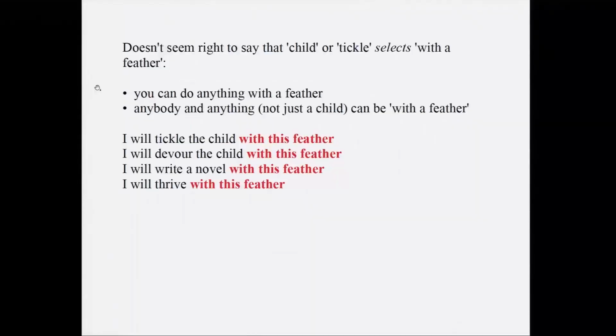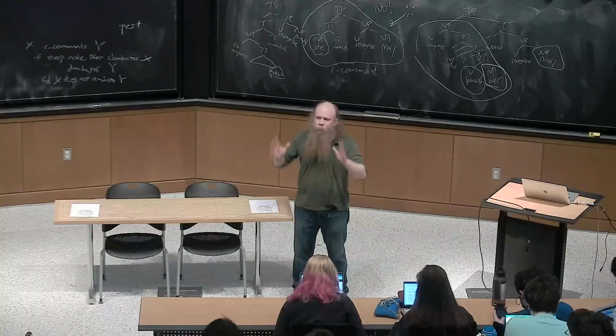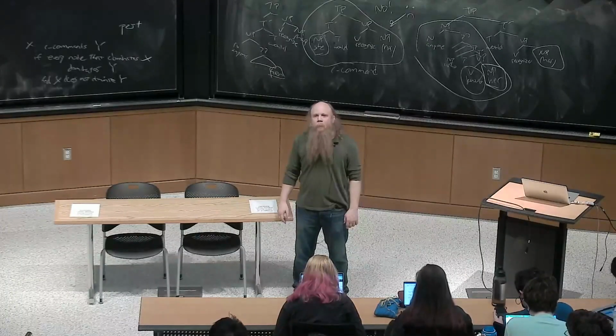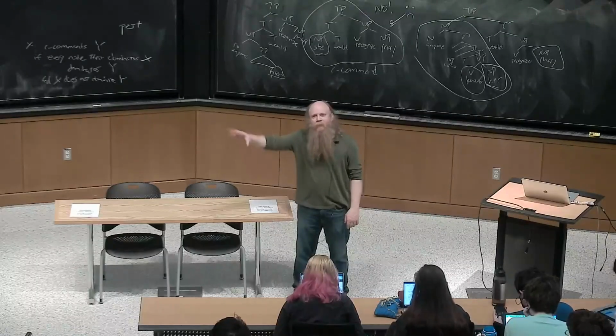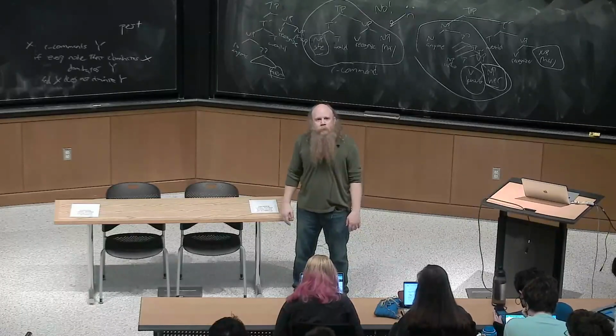So, concentrate on that reading where it's the child who has the feather. I can tickle a child with a feather. I can tickle an adult with a feather. I can tickle a dog with a feather. I can tickle an orange with a feather. That would be hard, but it's grammatical. So anything can have a feather, and you can always use a feather to do anything. That's the moral of all this.